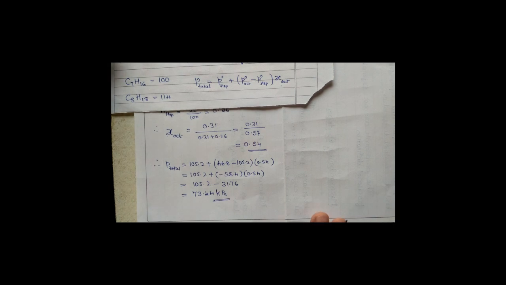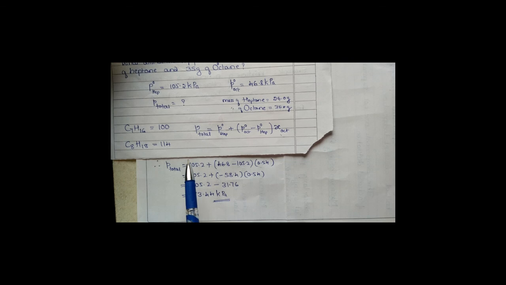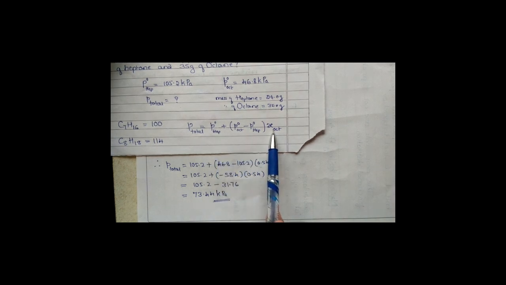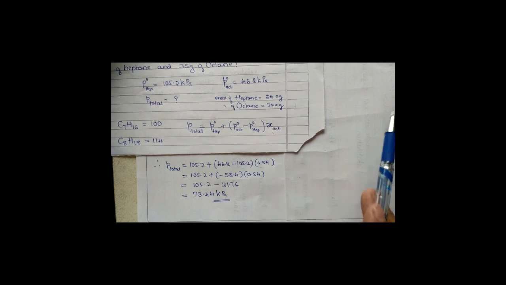Okay. So the formula is P total equal to, first you have to write down what are the given things and what is asked. Then you must know which formula you have to apply. So in this they have given these, you have to calculate this. How to calculate the mole fraction? Mole fraction can be calculated by knowing the number of moles. So mole fraction of octane equal to number of moles of octane divided by total number of moles, that is octane plus heptane. So number of moles is nothing but the formula is what? Mass divided by molar mass.